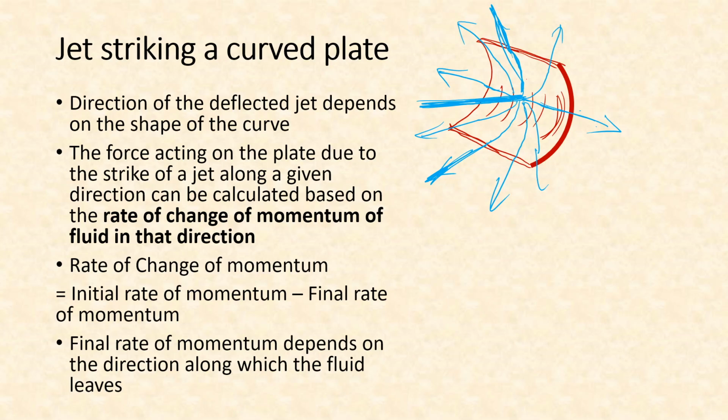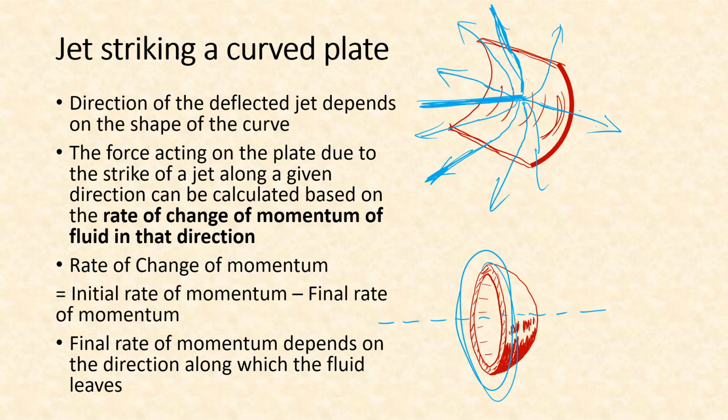So it's difficult to find out how much water is deflected by what angle, and therefore we are not going to deal with a general shape of curve, but we are going to stick with some specific shapes of curves, and that is symmetrical curves. By symmetrical it means symmetric about the axis of the jet. That means if this is the axis of the jet, then the curve needs to be symmetrical around that axis.